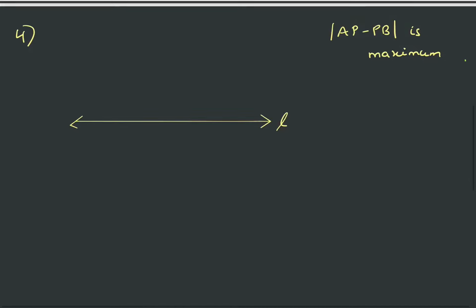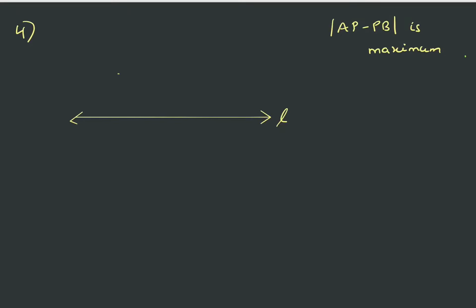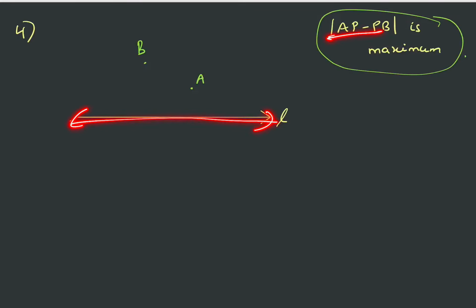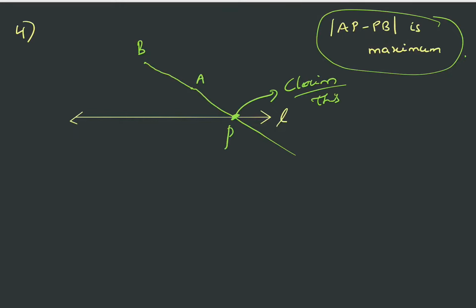In this question also the context is the same, that is we are given a line L and say we are given 2 points, say point A and point B on the same side of line L, but here we need to maximize this AP minus PB, that is we need to find a point P on this line L such that the difference AP minus PB is maximum. Okay, so what I am doing is I am joining this line segment BA and extending it to cut this line L, and I am claiming that this point P is my required point. So this is my claim that this is the required point.